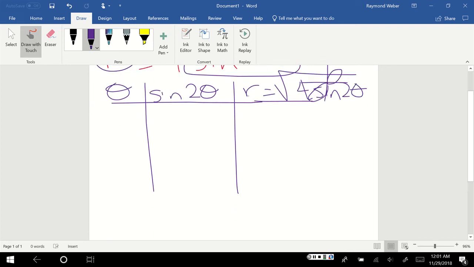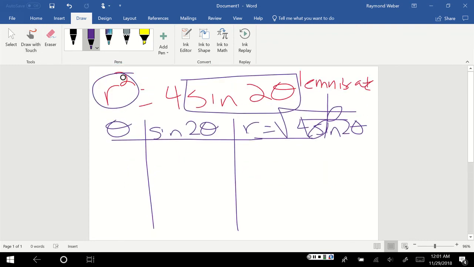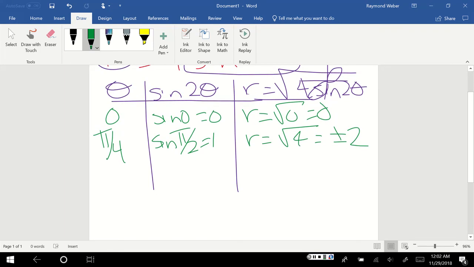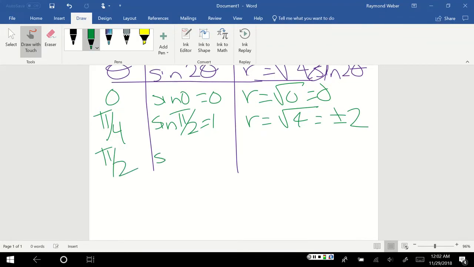I didn't do a very good job of giving myself room there. So the square root of 4 sine 2 theta. For instance, at 0, this is sine 0, which is 0. So r equals the square root of 0, which is 0. That was super exciting. But now, if I put in pi over 4, this is really sine pi over 2, which is 1. So r equals the square root of 4 times 1, so plus or minus 2. And then we could put in pi over 2, which is sine pi, which is 0, and I'm back to that unexciting 0.